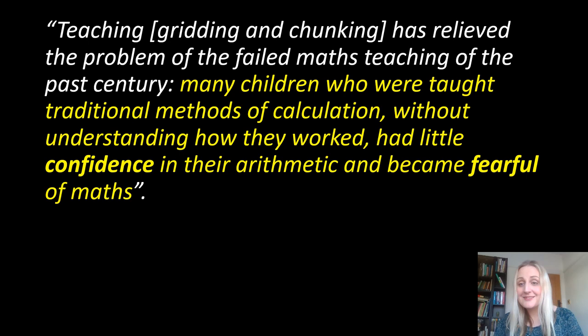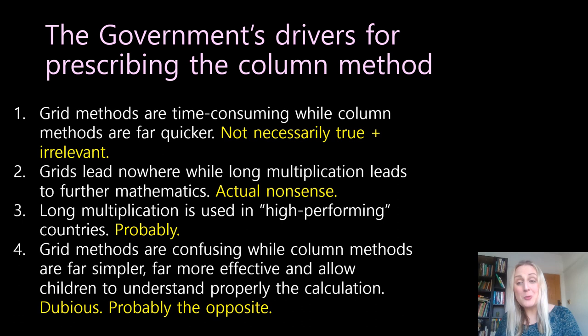Now, if we look at my list of drivers, what was it that caused the government to prescribe the column method at primary school? First of all, they said that the grid method was inefficient. And I'm saying I don't think that's necessarily true, and I don't think it matters. They said that grid methods lead nowhere, and I think that's just nonsense. They said that long multiplication is used in high-performing countries. Yep, I think they're right.